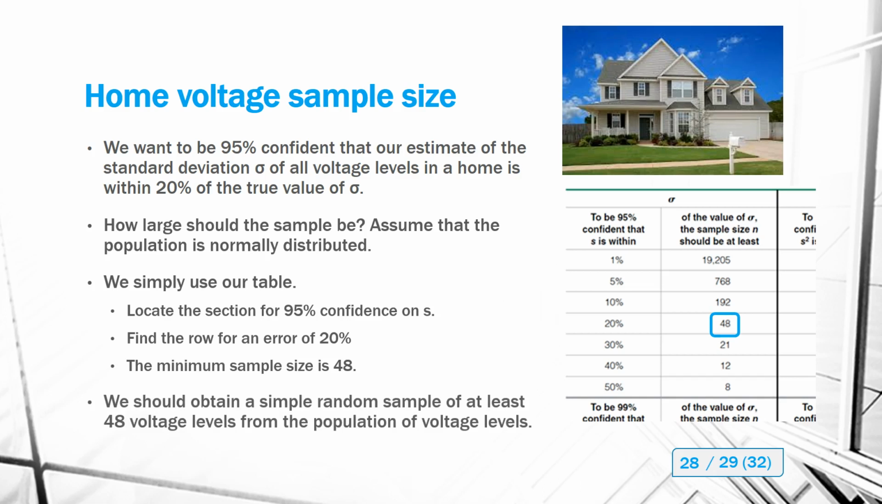So this then says that we should obtain a simple random sample of at least 48 voltage levels from the population of voltage levels. That's all there is to it. You're just reading a number right off a table. And let me tell you, that appeals to the lazy engineer in me.